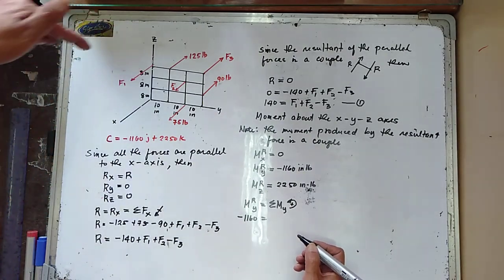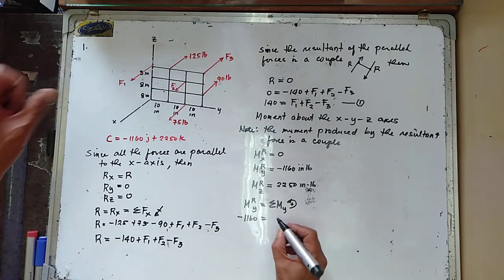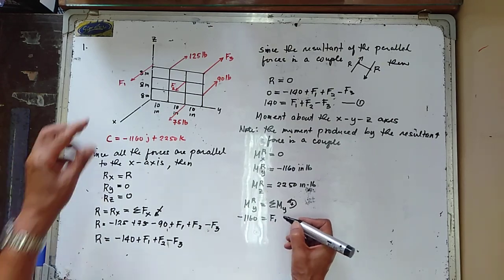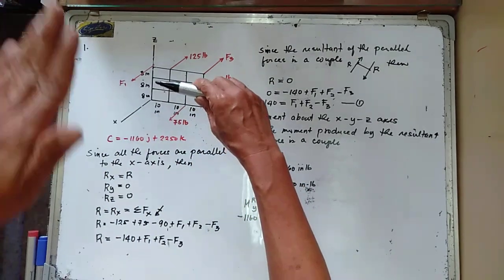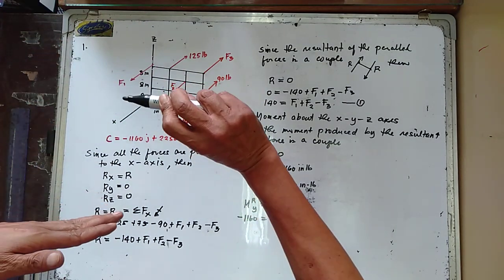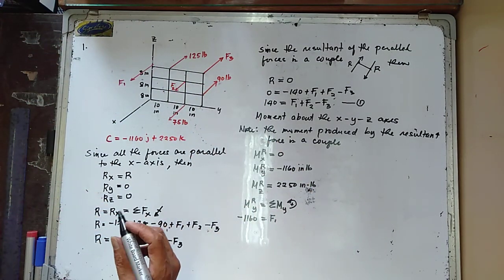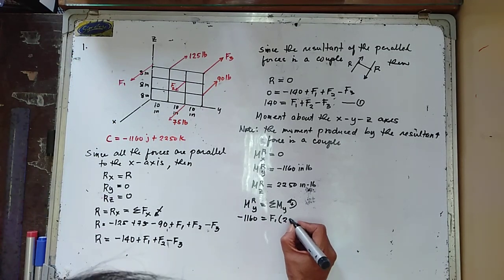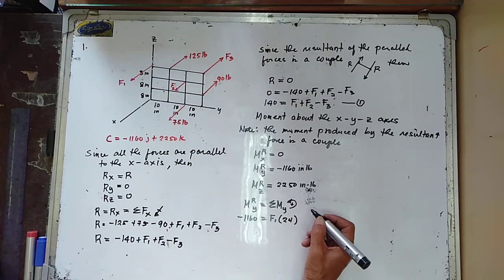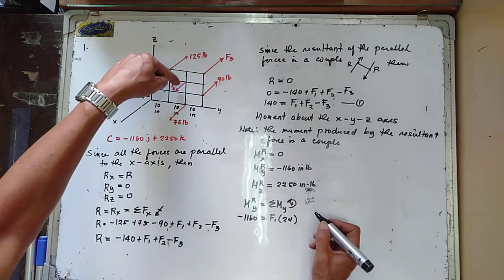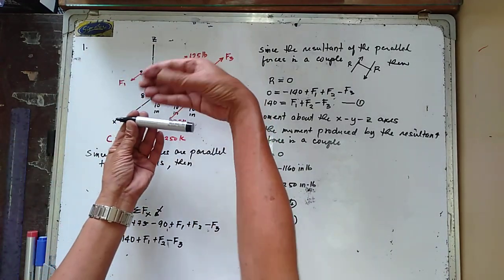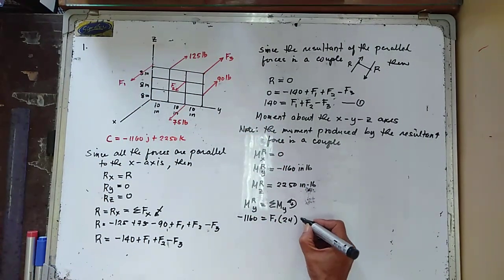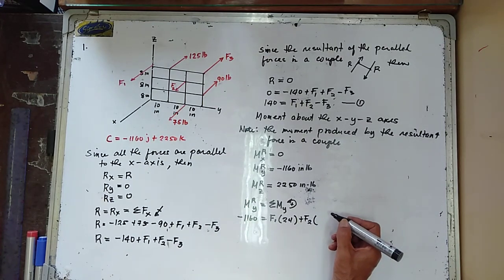So we have, your F1 will have moment about the y-axis. Okay, so this is the y-axis. There is the F1. So it goes counterclockwise. So F1 multiplied by 8, 8, and 8. So that is 24. And then we have F2. So again, your F2 has moment about the y-axis, counterclockwise, and the moment arm is equal to 16.